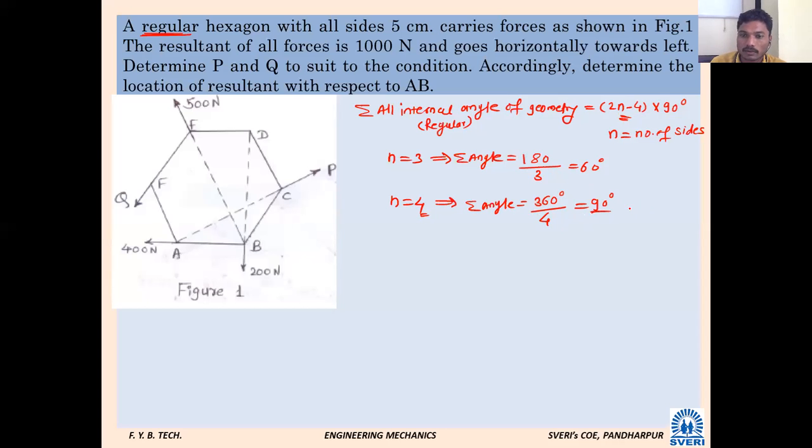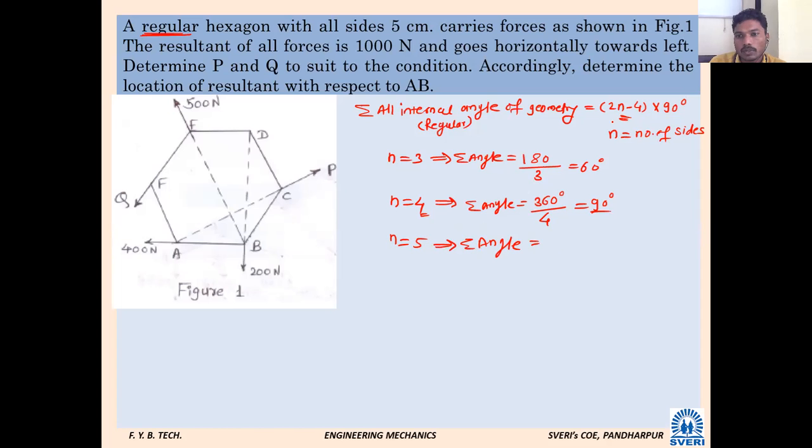Similarly, n is equal to 5. What will the geometry be if you put n is equal to 5? Just now I told what we have to call it. Pentagon. Very good. So if I write this angle equal to, then what will happen?